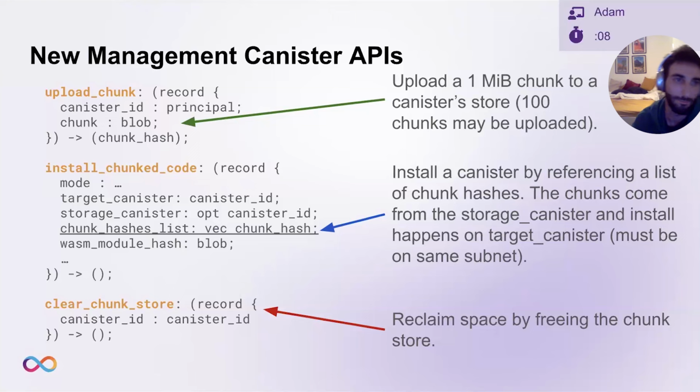So, just some little details. The upload chunk, each chunk is allowed to be up to 1 megabyte, and you can store up to 100 of them in a single canister. So that's where we get the 100 megabyte total limit.